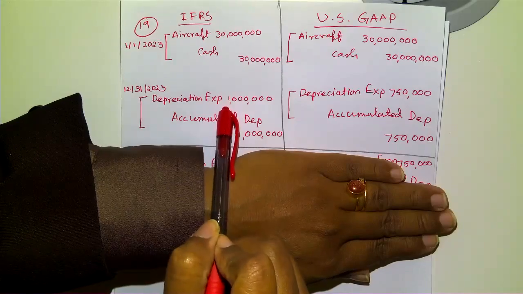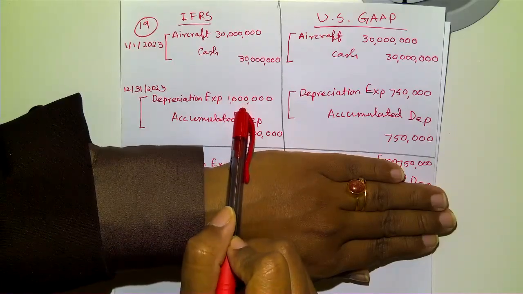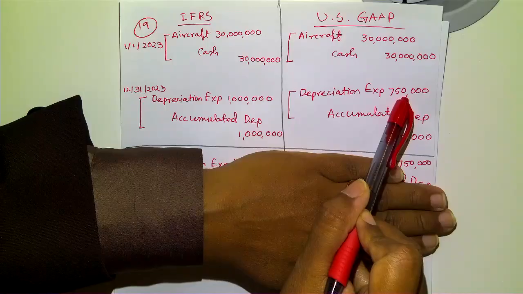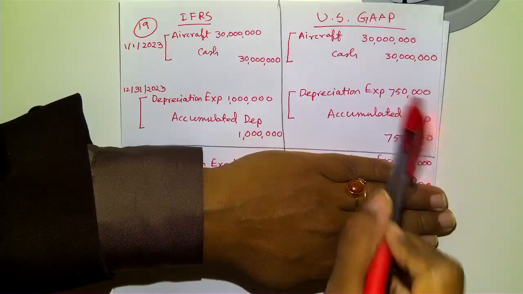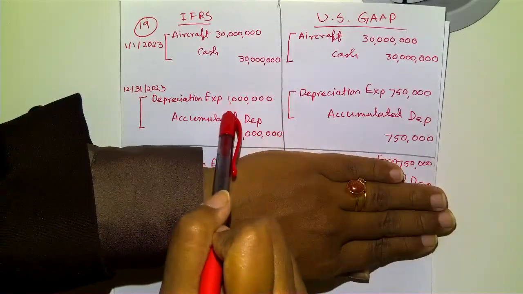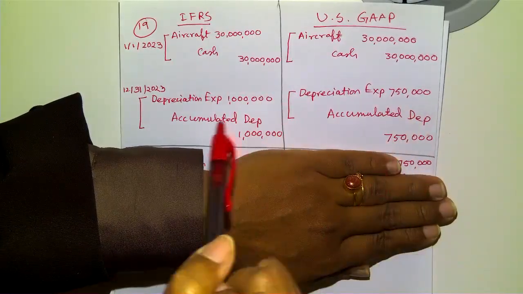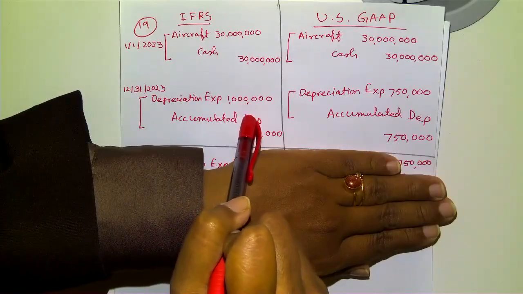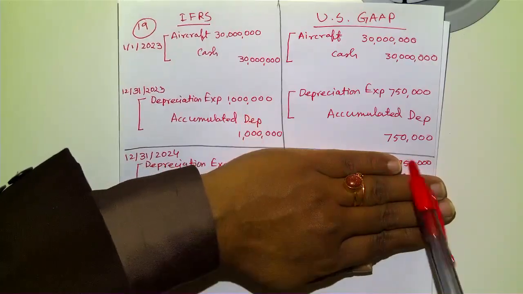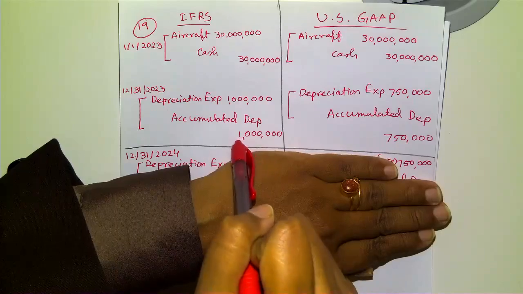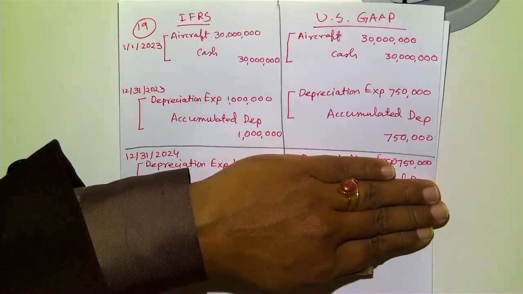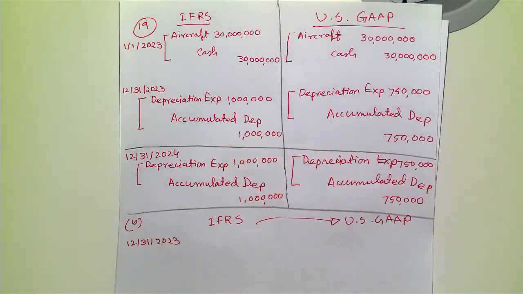So what I need to do? I need to reduce the depreciation by how much? 250, because they already have depreciation expense of 1 million, but I want to show the GAAP number, so I have to reduce the depreciation expense by 250, right? Makes sense? Same thing with accumulated depreciation. Currently they are following IFRS, the number is 1 million, I have to show 750. So the same thing, I will reduce the accumulated depreciation by 250. Reduce by how much?